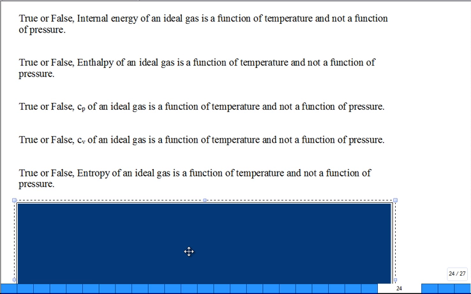This is false. What happens is they got so used to it: it's an ideal gas. Only a function of temperature for internal energy. Only a function of temperature for specific heat. Only a function of temperature for enthalpy. Entropy, ideal gas, only a function of temperature. I guess that, right? No. It's a function of temperature and pressure. We saw that in that last expression.